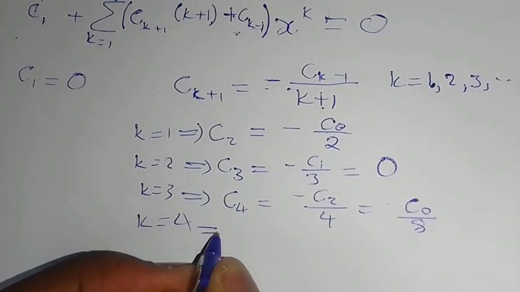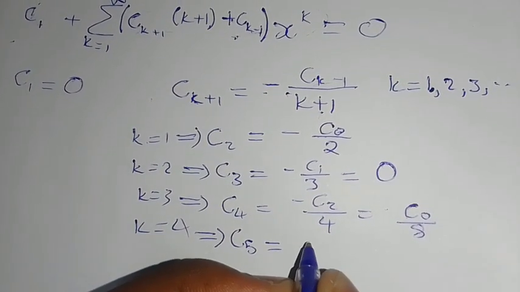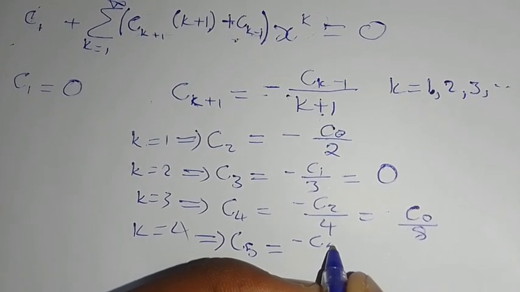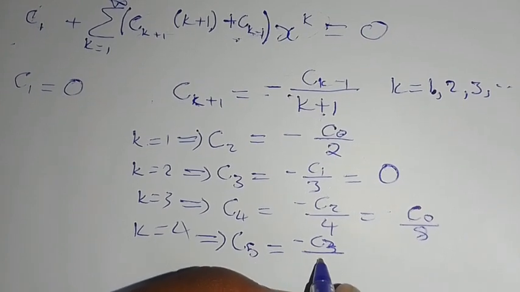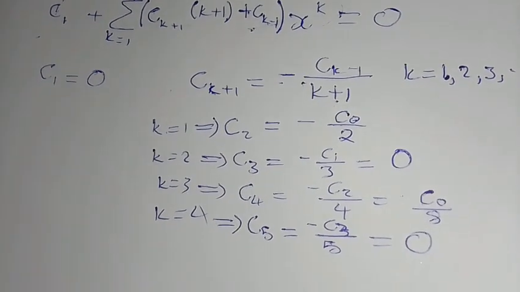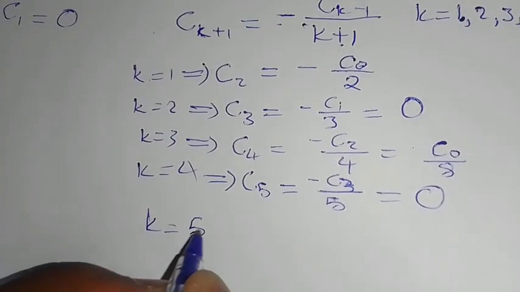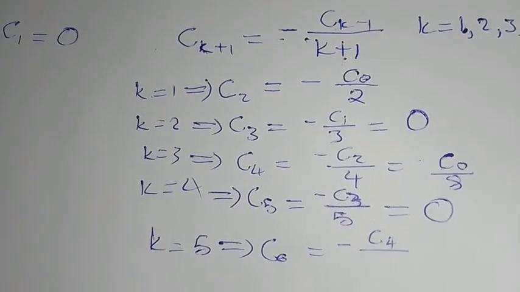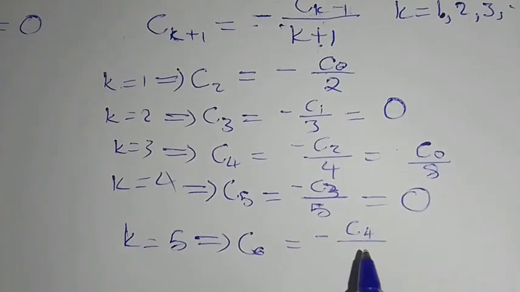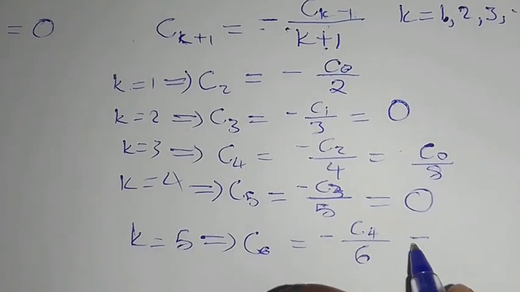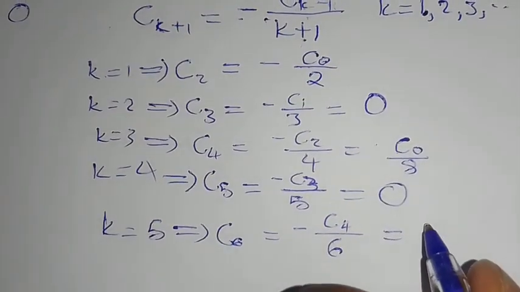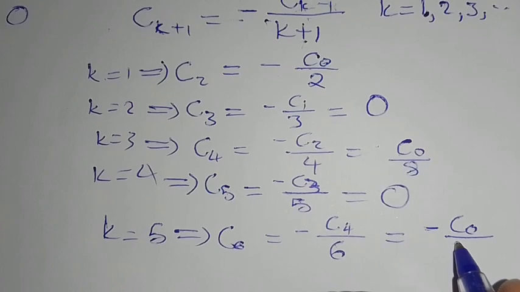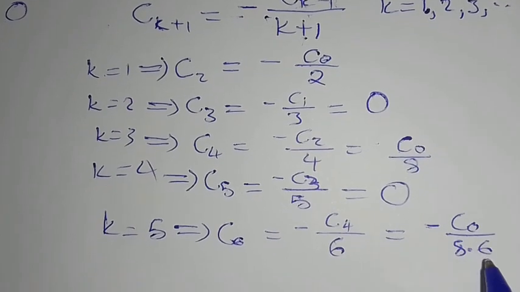Plug in k equals 4, you get c5. This will be equal to negative c3 over 5, which is just going to be 0. And let's try with the last one, k equals 5, and see what happens. You have c6. This will be negative c4, because 5 minus 1, that's 4, and then we have that divided by 6. And c4 is c naught over 8. So you technically have negative c naught over 8 by 6, or 6 by 8.